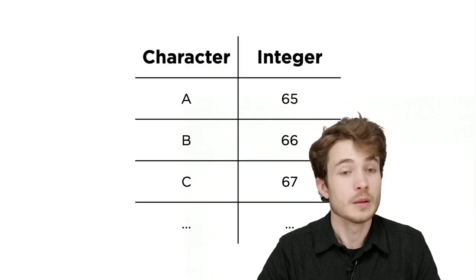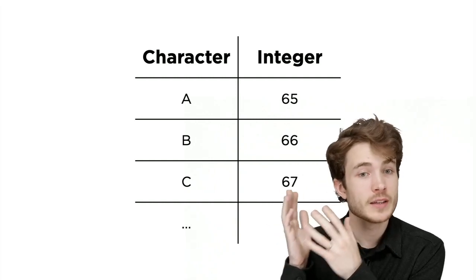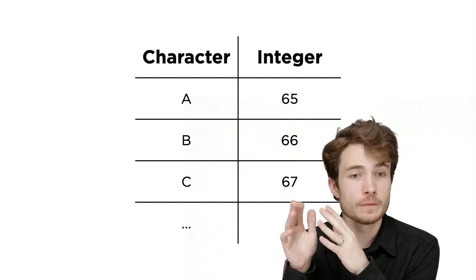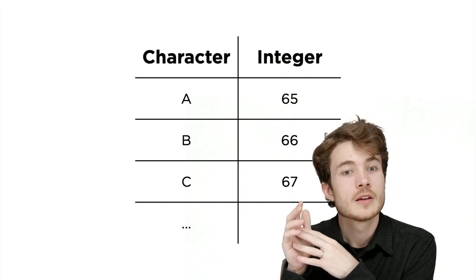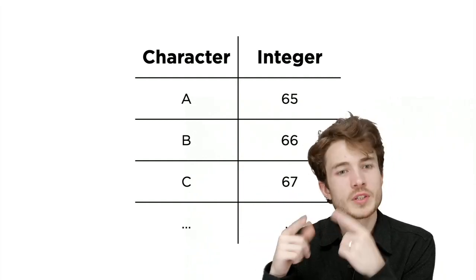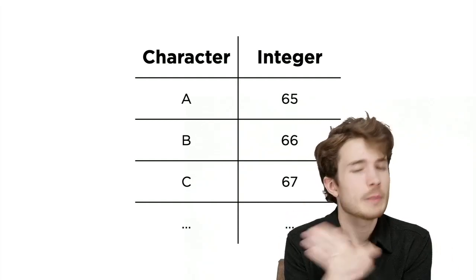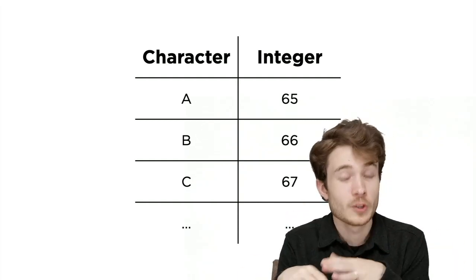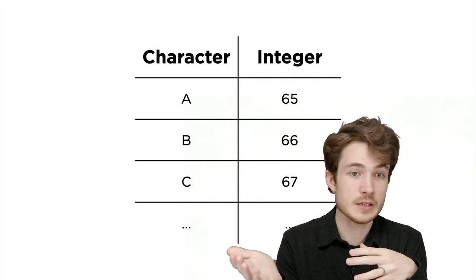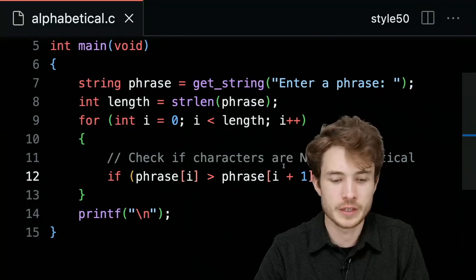Let's say we had B followed by A. Well, we'd first look at B. We'd say the B integer is 66. Then we look at the next one, A, that's 65. So we're seeing now that B has a greater value than A. That means they're not in alphabetical order. We can do the same thing for C and B, for C and A, and so on. So I think we're onto something here.